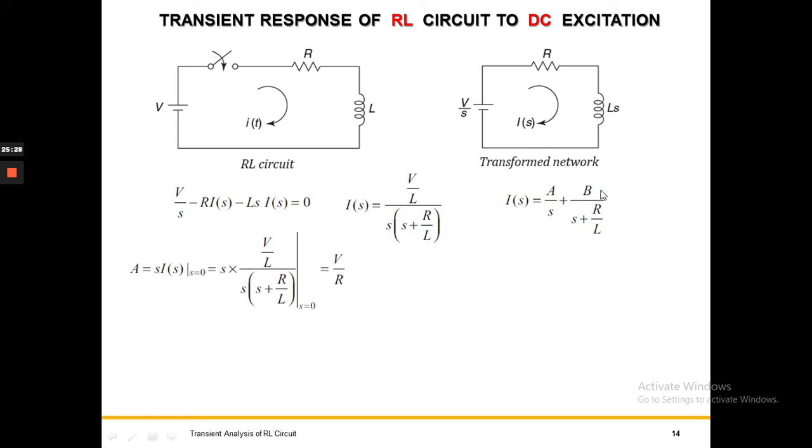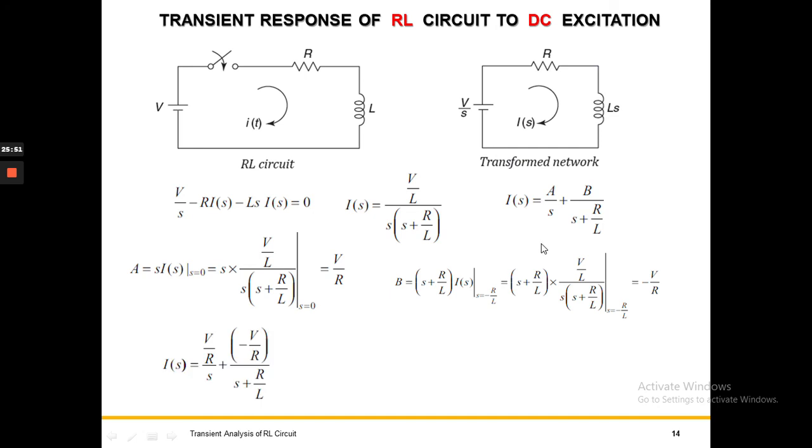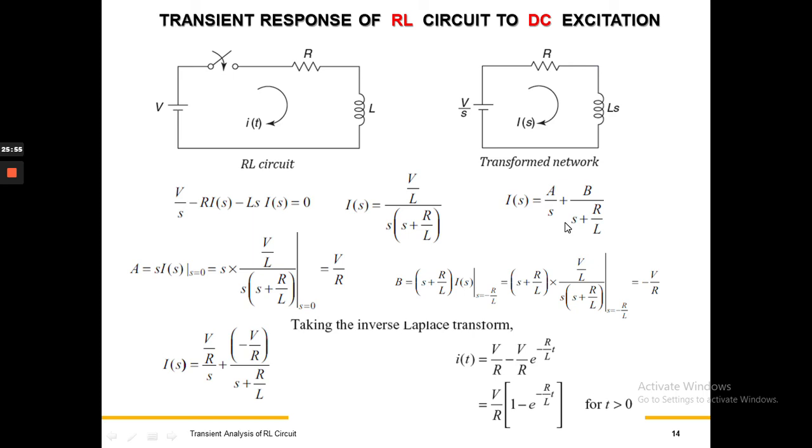To find out B, multiply both sides by s plus R by L and put s equal to minus R by L. So you will get the value for B. B will be minus V by R. Substitute A and B. You know the inverse Laplace transform of 1 by s, so put in the values of A and B. V by R is a constant.